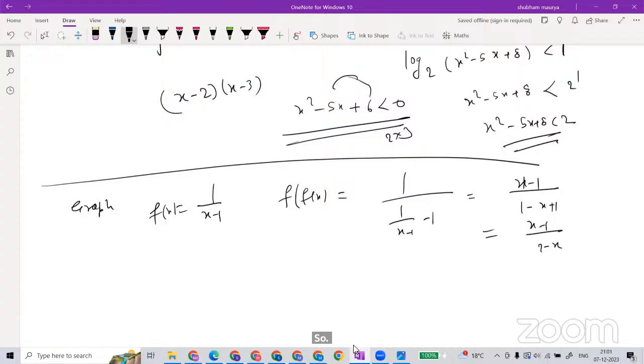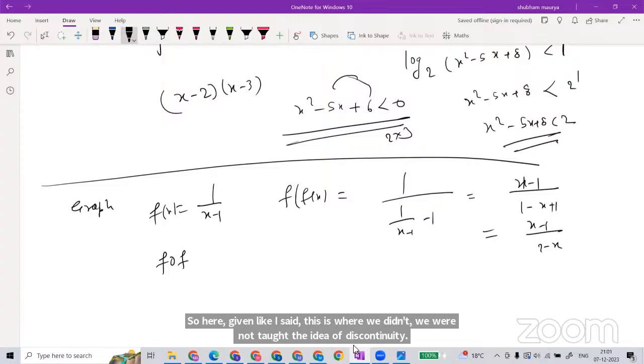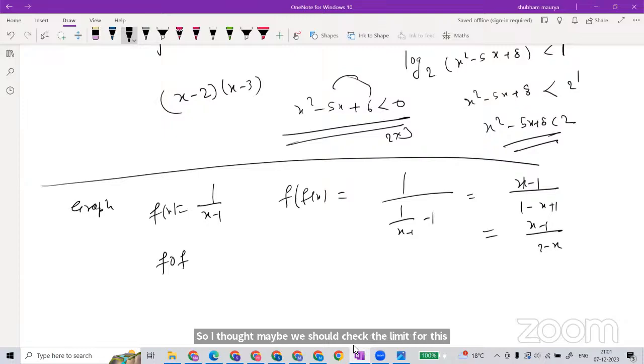So here, like I said, this is where we were not taught the idea of discontinuity. So I thought maybe we should check the limit for this and see if something returns from that. So when I took the limit for 1, as you can see, the left and the right limit becomes 0.